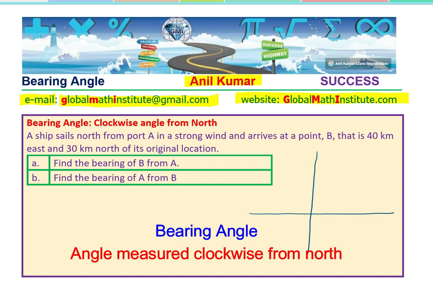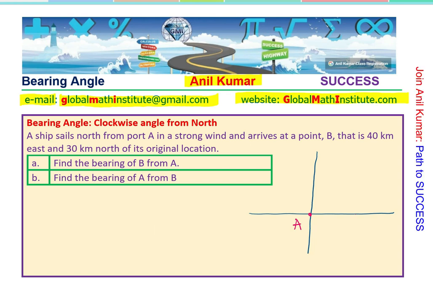So begin with sketching. A ship sails north from port A. Let's say at the origin we have port A. In a strong wind it arrives at a point B that is 40 kilometers east and 30 north. So let's say this is 40 kilometers east and 30 north. Okay, so that becomes the location B for us.